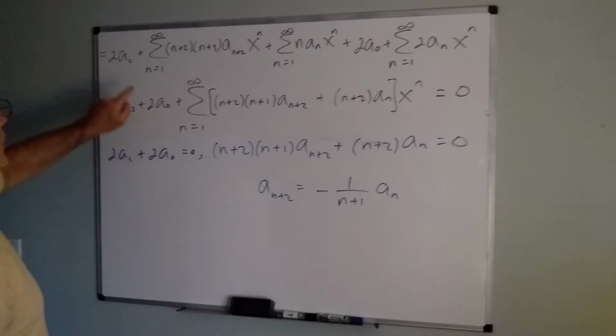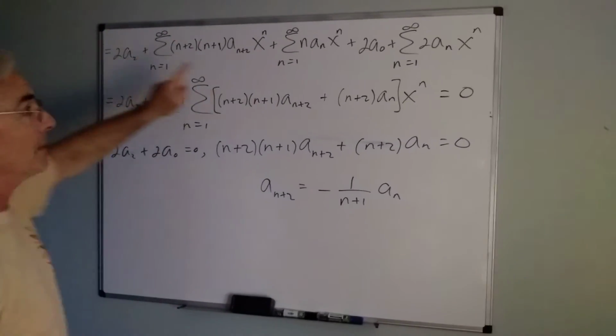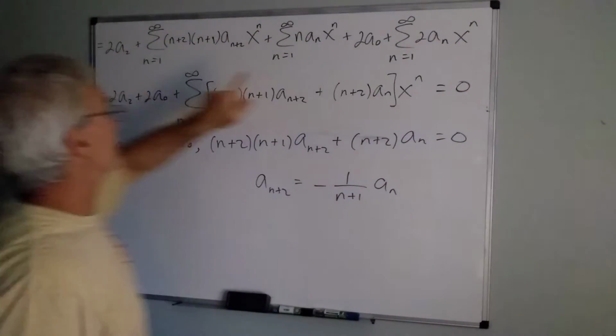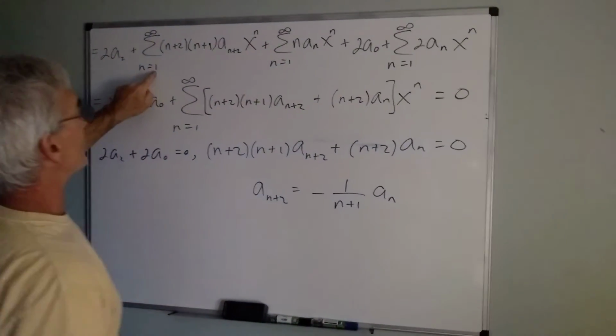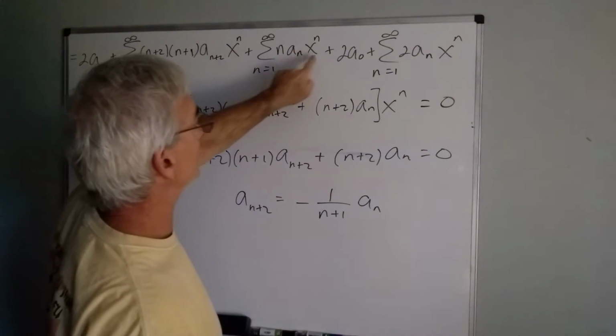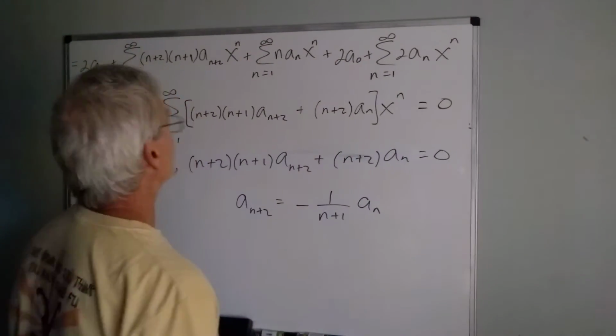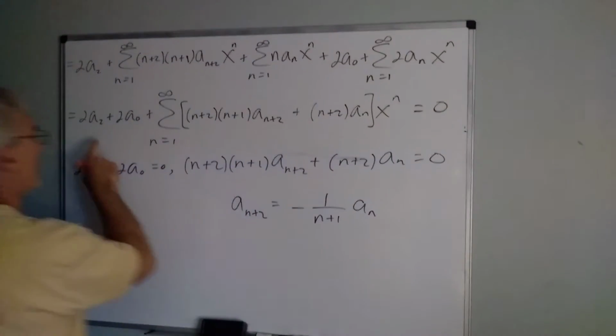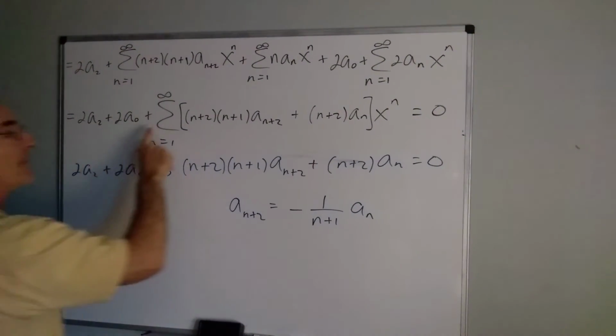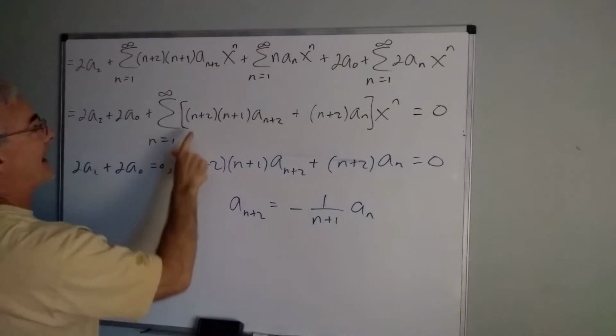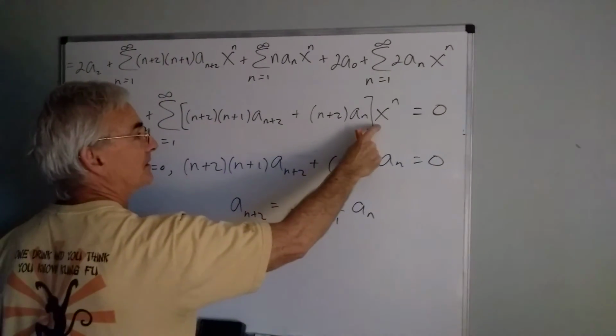And notice now that when we ran off the first term here and the first term here, both of these series now start at 1. So they start at 1, x to the n, start at 1, x to the n, 1, x to the n. So I will add the constant terms in front and then put everything together into one series by adding the coefficients times x to the n.